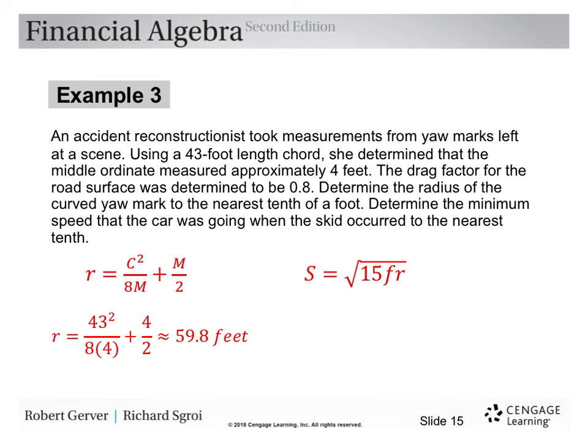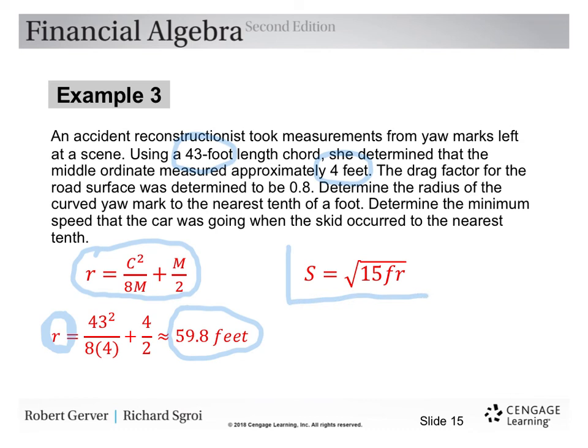All right, the first thing we're going to do is calculate the radius, and we're going to use the formula that we just talked about, C squared over 8M plus M over 2. We know C is 43 feet. We know M is 4 feet, okay? So therefore, the radius is equal to 43 squared over 8 times 4 plus 4 over 2, or approximately 59.8 feet. Now, that's the radius. That's not the skid mark length, now remember. That's the radius. Okay, now we go on and see if we can figure out what the speed is from our speed formula.